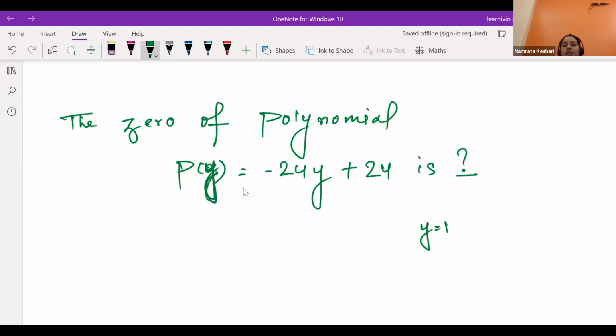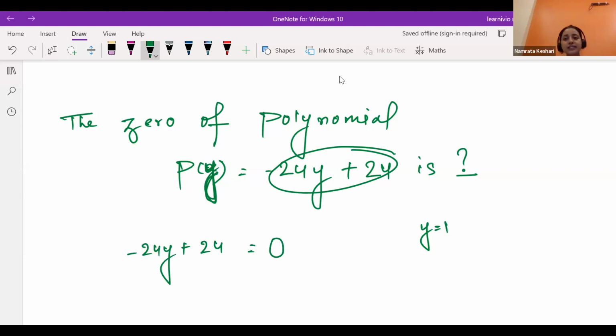Okay, is it 1? Everyone is getting the same. Is it 1? Yes, ma'am. Yes, it's 1. Whatever polynomial we are having, we have to write it equal to 0, and by using our previous class concept we have to solve this equation. If we do so, we are getting y value as 1. Check it.